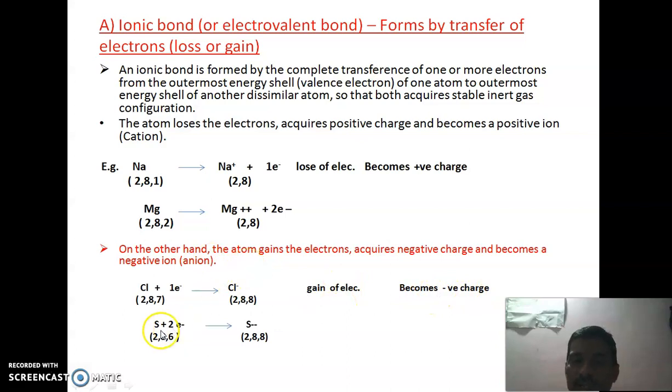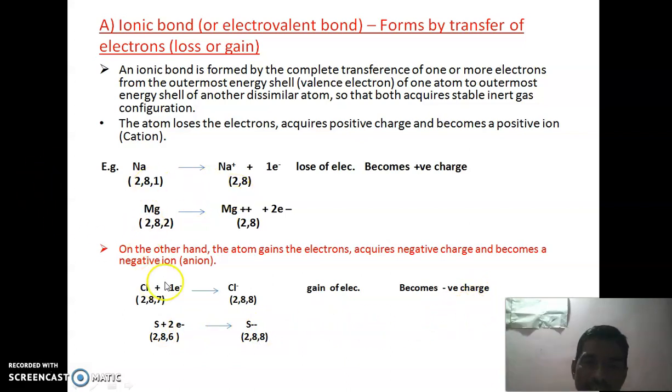Sulfur has atomic number 16 and electronic configuration 2, 8, 6. It requires 2 electrons to attain the stable electronic configuration 2, 8, 8. Sulfur accepts or gains 2 electrons and becomes S--, a negatively charged ion.